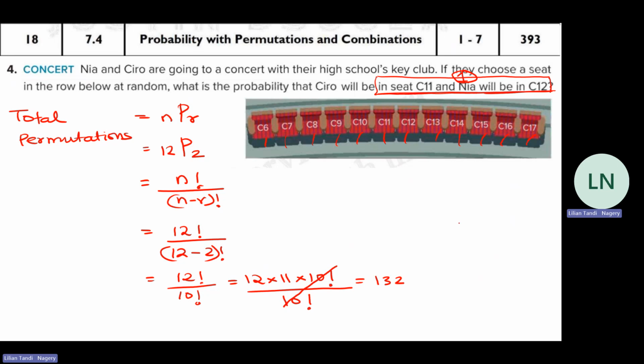So the probability of getting Ciro in seat 11 and getting Nia at seat 12 will be 1 out of 132. Because there's only 1 Ciro and only 1 Nia. So either way, that order can only happen one way. It cannot happen more than one way. So that's the reason why this is 1 here.